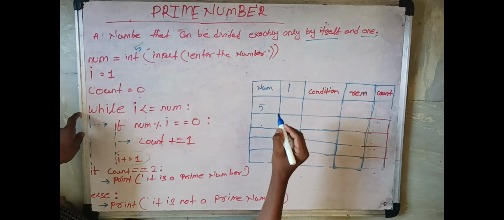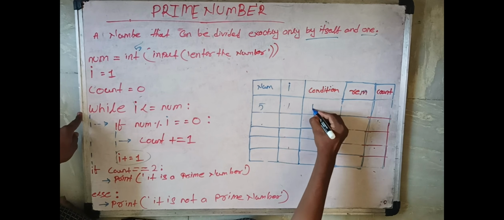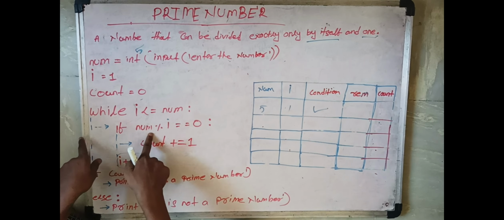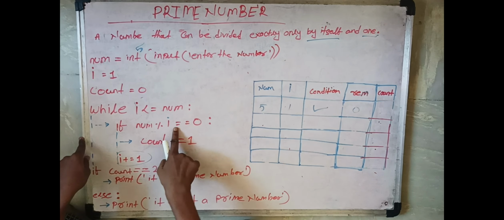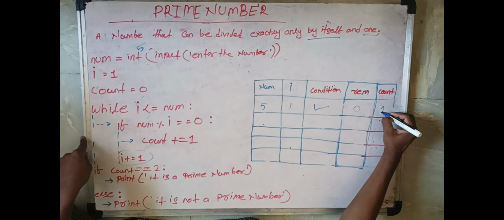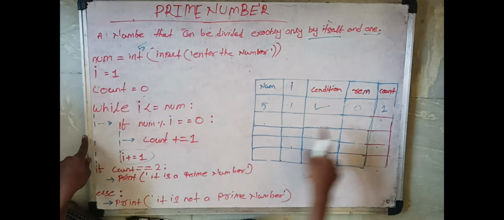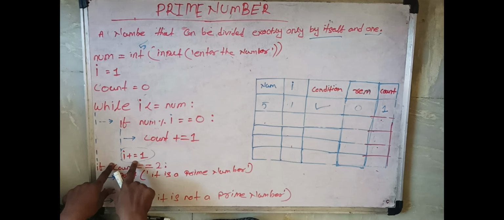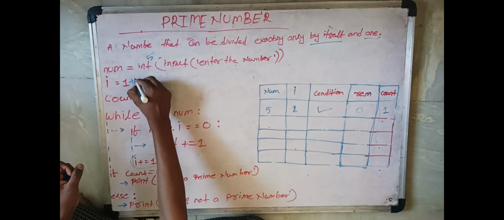So num is 5 and i is 1. My condition is true. If the condition is true, then it will check the if statement block: num modulus i equal to 0. My remainder is 0, so the condition is true. If the condition is true, then count increases by 1. Before this my count value is 0, so after the condition is true, the count value is 1. Then my i update is i plus equal to 1, so 1 plus 1 equal to 2.